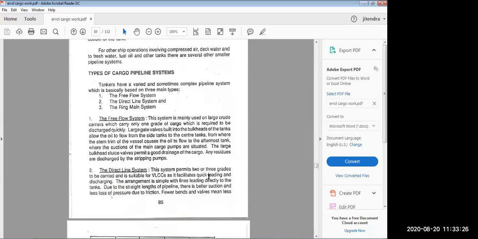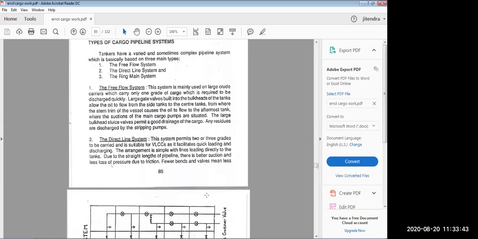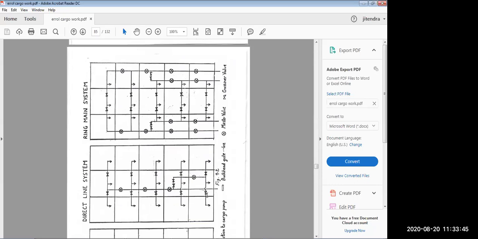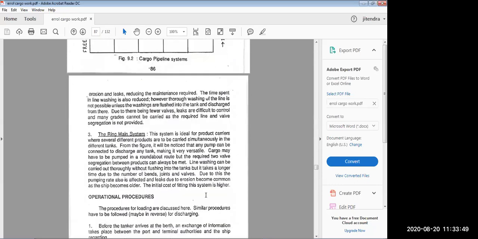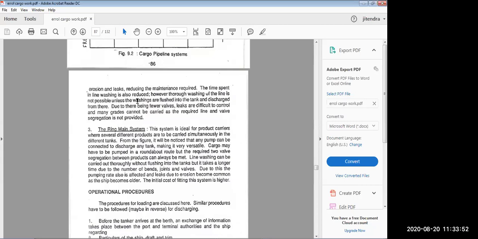Arrangement is simple with lines leading directly to the tanks. So as we saw, one line is going to all the tanks, and a straight length of pipeline, so better suction and less pressure loss. Because we have very few bends, we need very little maintenance, fewer leaks, and corrosion is less. Line washing is also very simple and takes less time.